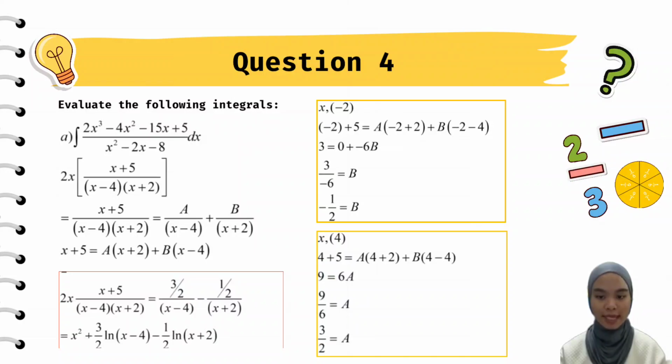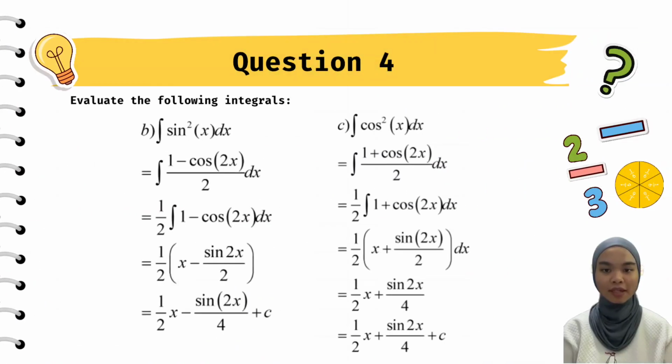The first question is A. Integrate (2x^3 - 4x^2 - 15x + 5) over (x^2 - 2x - 8). For this question we can use partial fractions, and the integrand is x - 4 + A/(x - 4) + B/(x + 2). And we can get the final answer as x^2/2 + 3/2 ln|x - 4| - 1/2 ln|x + 2|.